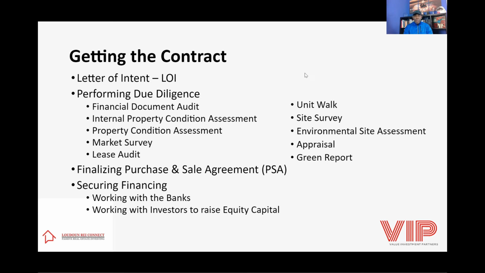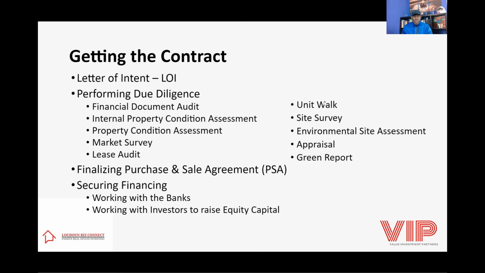So remember, you're doing 1.5 up to 3% of the purchase price as an EMD. So it could be 100, 200, 300,000, or $2 million in certain scenarios. So you have to be very careful with that. But once you have an acceptance, that's when you're about to spend some money, right? Because you have to do a financial document audit. You have to do an internal property condition assessment, a market survey, lease audits, unit walk.